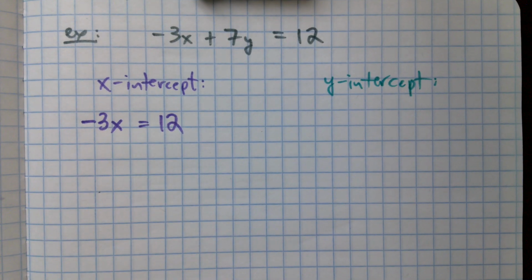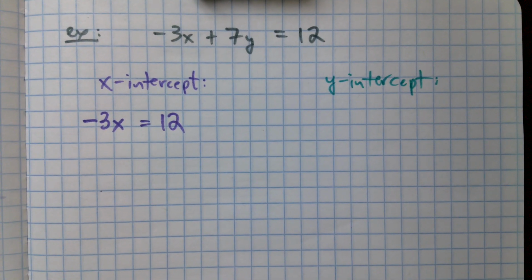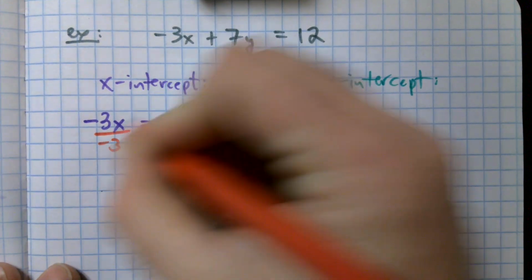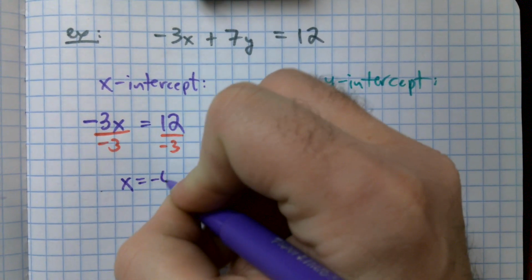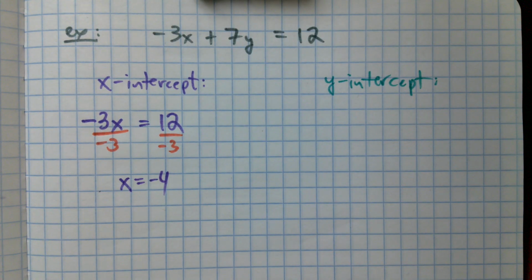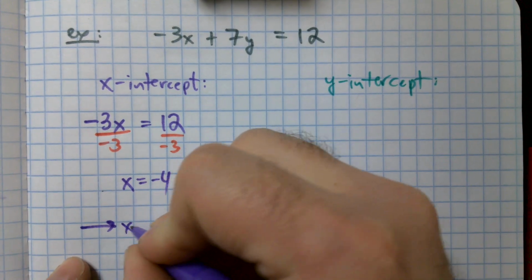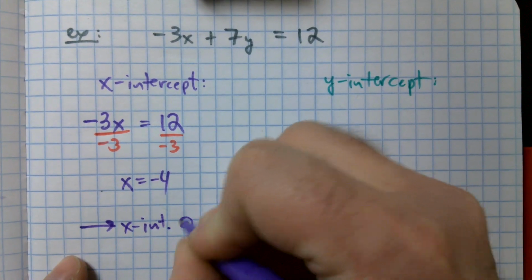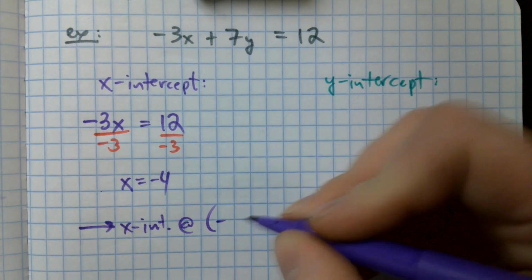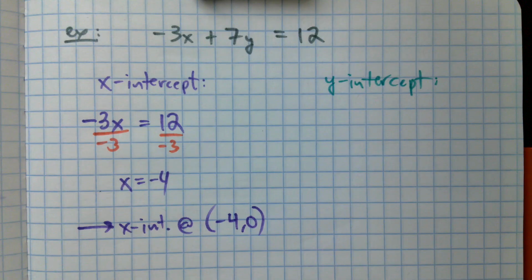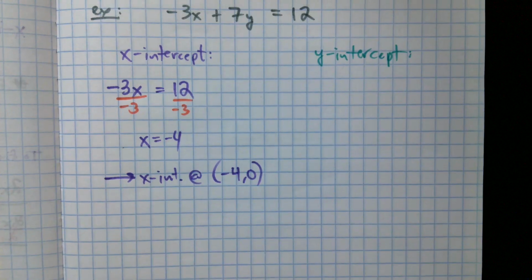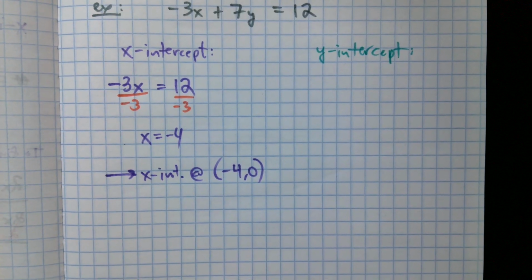Okay. If I divide both sides by negative 3, what do I get? X equals negative 4. So I have an x-intercept at, what are my coordinates? Negative 4, comma 0. That's right. Much easier. Same exact math, just making our lives that much easier.